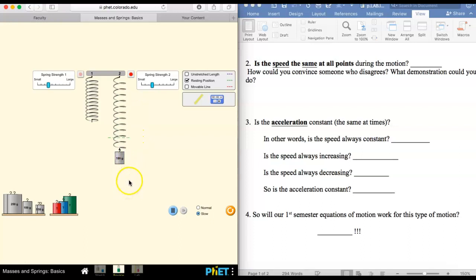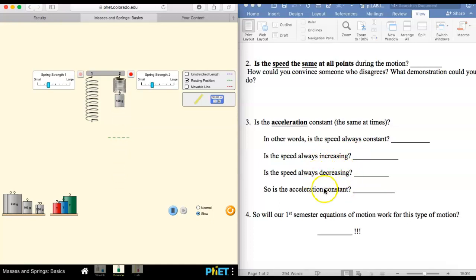So look at the motion here as the brick goes from the bottom to the top. Stopped. Increasing speed, decreasing speed, stopped. So is the speed always increasing at all times? No. Is the speed always decreasing at all times? No. So is the acceleration constant? No. Because if the acceleration were constant, you would just have a constant increase in speed or a constant decrease in speed, but you don't get that.